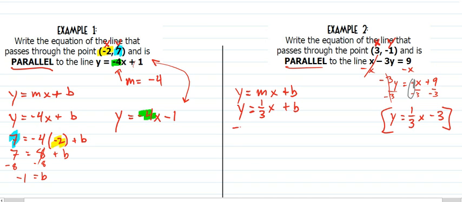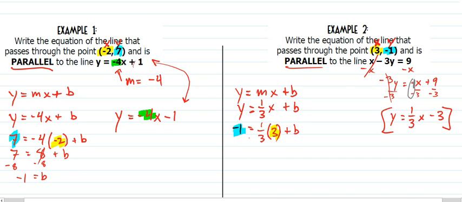So for the y, we're going to put -1. And for the x, we're going to put 3. So in here, we're going to put 3 plus b, because that's what we're solving for.